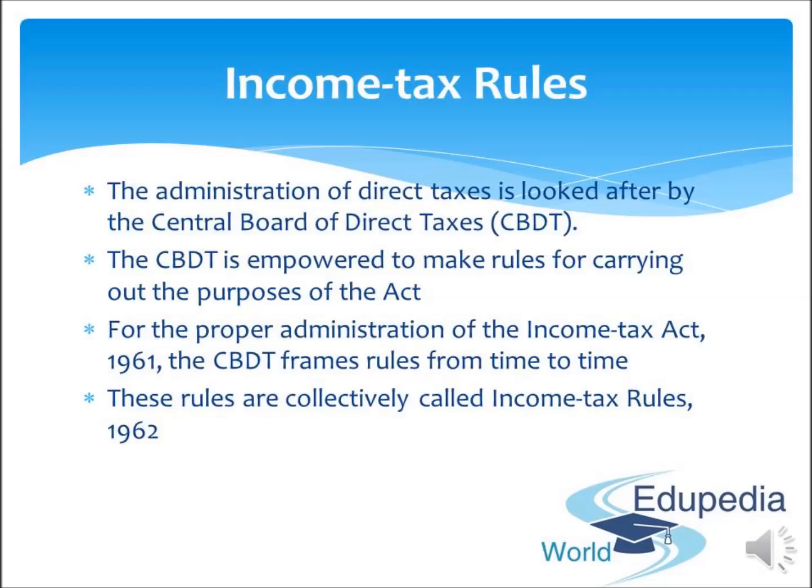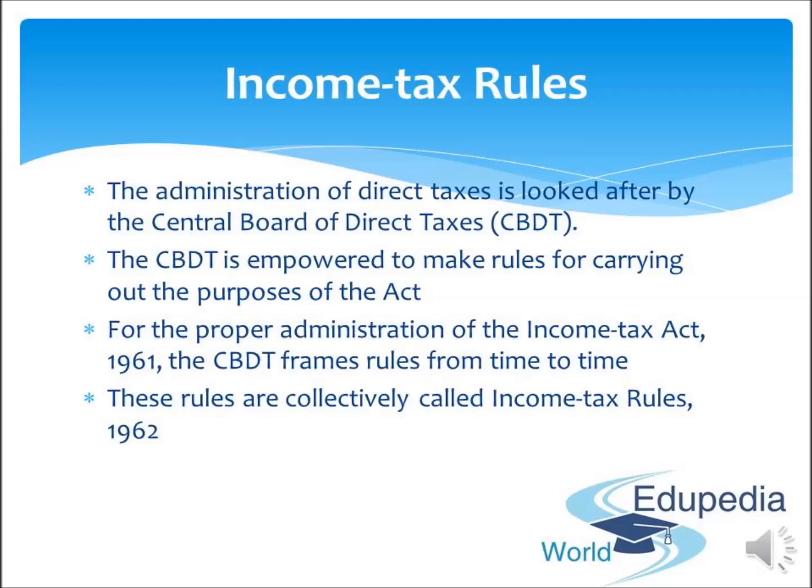So, let us read the points one by one. The administration of direct taxes is looked after by the Central Board of Direct Taxes. The CBDT is empowered to make rules for carrying out the purposes of the Act. As we discussed, some of the provisions of the Act are tricky, which we are not able to just decipher. So the CBDT makes these rules for the proper interpretation of the provisions of the Act.